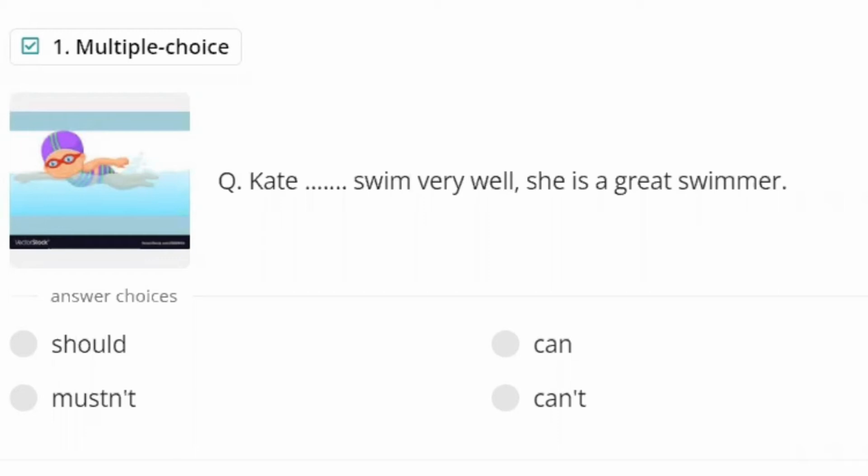As I said, Kate dash swim very well. She's a great swimmer. So Kate should, or mustn't, or can, or can't. Think well about it. She's a good swimmer, so she can swim well. This is the answer. Another question.